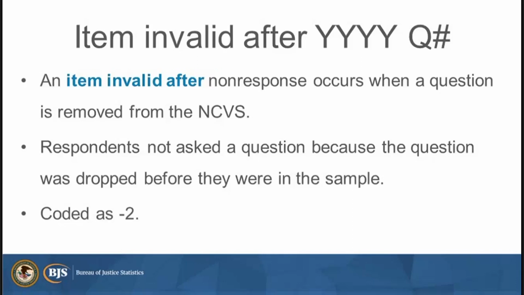For example, the NCVS dropped the question, "Did you use a computer in the last 6 months?" in 2004 quarter 2. Those who were not in the sample until after 2004 quarter 2 are coded as -2 on that question.